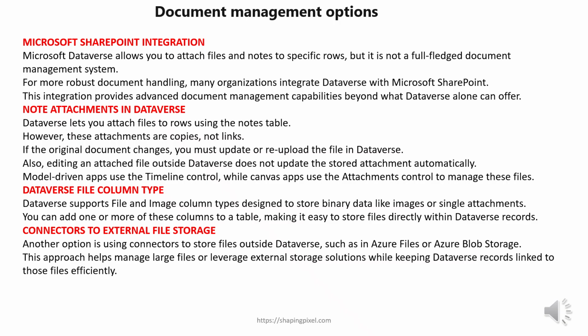Dataverse file column type. Dataverse supports file and image column types designed to store binary data, like images or single attachments. You can add one or more of these columns to a table, making it easy to store files directly within Dataverse records. Connectors to external file storage. Another option is using connectors to store files outside Dataverse, such as in Azure Files or Azure Blob Storage. This approach helps manage large files or leverage external storage solutions while keeping Dataverse records linked to those files efficiently.